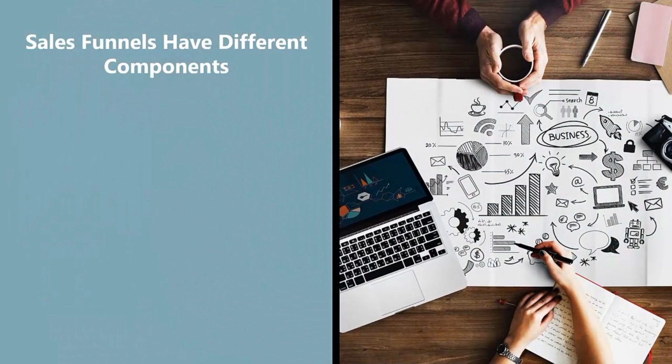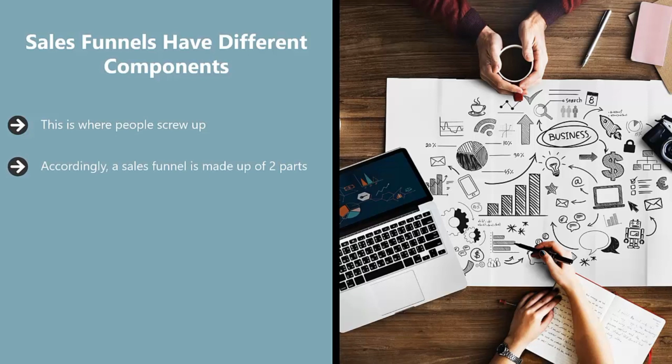Sales funnels have different components. This is where people screw up. They think that a sales funnel is just all about converting traffic into cash. They don't realize that you need to give people information so they would trust you enough to buy whatever it is you were pushing. Accordingly, a sales funnel is made up of two parts: the content funnel and a conversion funnel. Don't confuse the two. They are not one and the same. They overlap each other, but they are not one and the same.